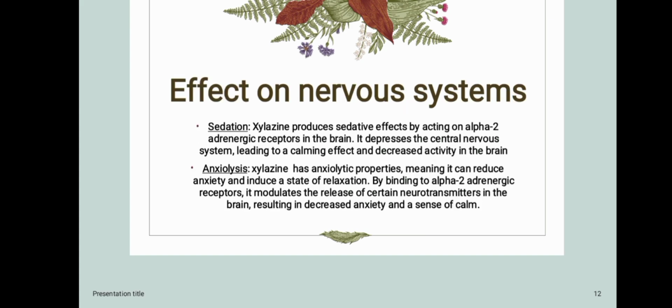Next is the effect of xylazine on the nervous system. First is sedation. Xylazine produces sedative effects by acting on alpha-2 adrenergic receptors in the brain. It depresses the central nervous system, leading to a calming effect and decreasing activity in the brain. Next is anxiolysis. Xylazine has anxiolytic properties, meaning it can reduce anxiety and induce a state of relaxation. By binding to alpha-2 adrenergic receptors, it modulates the release of certain neurotransmitters in the brain, resulting in decreased anxiety and a sense of calm.